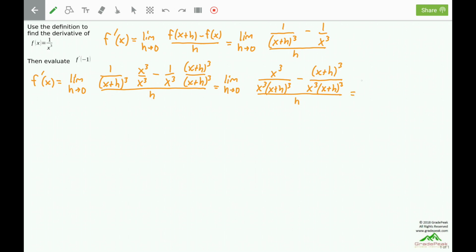We can now combine those fractions together over that common denominator. So the limit as h goes to 0 of x cubed minus x plus h cubed, divided by x cubed times x plus h cubed, and then the entire thing divided by h. Since we have a fraction in the numerator, we're going to take the fraction in the denominator, reciprocate, and multiply it. It's not a fraction just yet, but it can be by putting it over a 1.